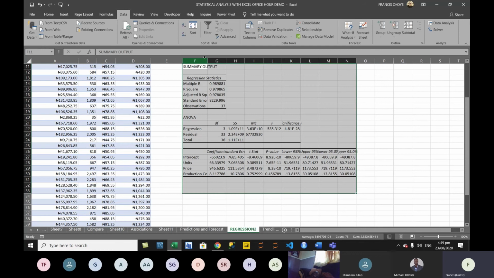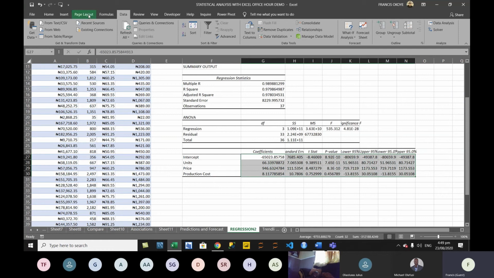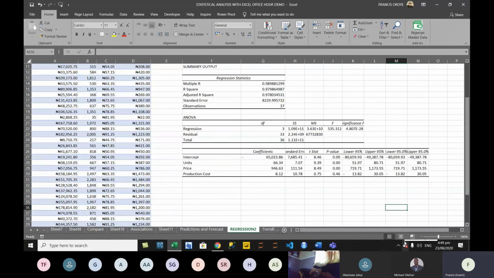So when you see the regression result, it looks so annoying. Okay. So don't bother yourself with all the many figures there. Just look out for four things. Just four things you look out for. Look out for your error square. Okay, this is your error square. Look out for your error square.